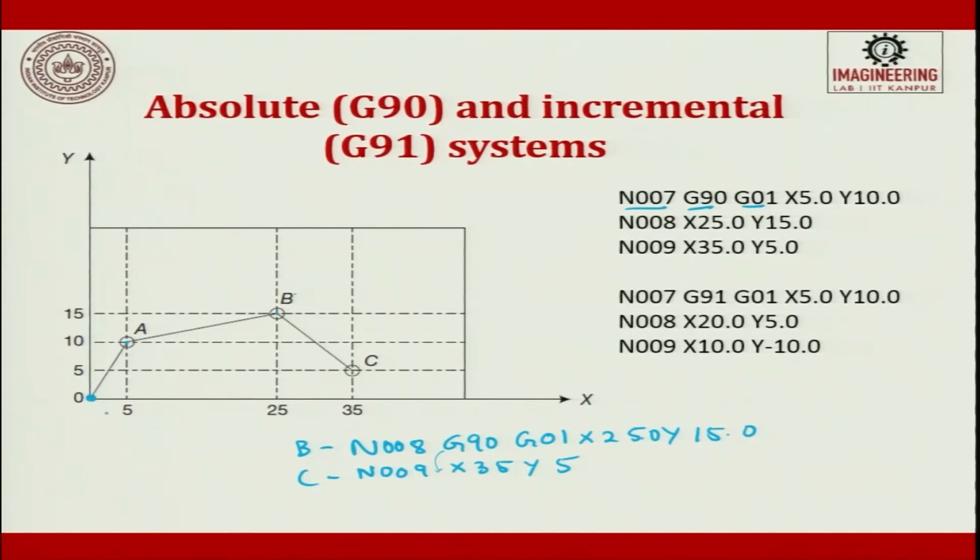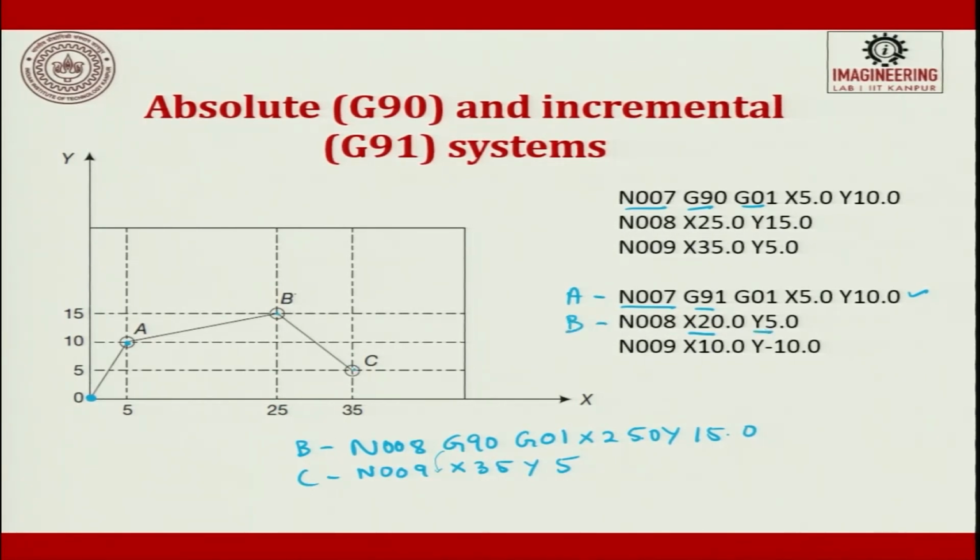Now, let us do the same thing with increment. Your N07, which is point A: here you write G91, G01, X5 and Y10. This is point A. So, now you have already moved 5 and 10. When I move to point B, I will reduce 5: 25 minus 5 will be 20, and 15 minus 10 is 5. So, incrementally it will be 20 comma 5. So, this is your B point.